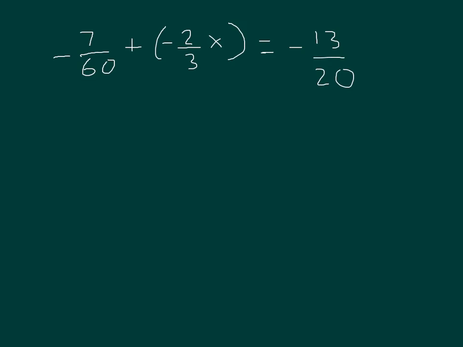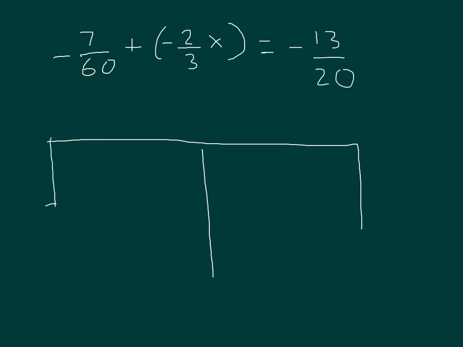Now, to solve this basic equation, we're going to have to always keep this equation balanced. That's one of the key parts to solving this. So, I'm going to give you an example. We have a balance beam, and we have the weights. Right now, it's equal. It's balanced. And we have x and x.